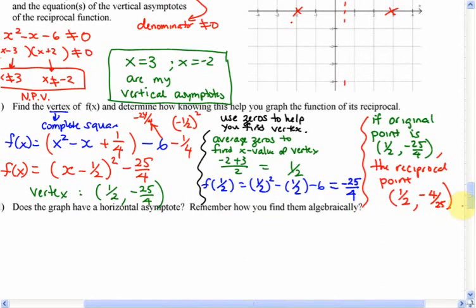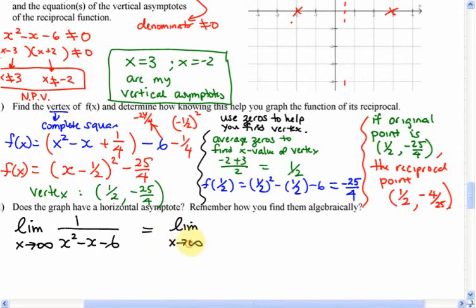Now, one last thing here. Does the graph have a horizontal asymptote? Yes. How do you know? Remember how to find the horizontal asymptote? The limit as x approaches infinity of 1 over x squared minus x minus 6. And to do this, and I showed you this earlier in the extra stuff, and by the way, those of you doing calculus next year, you'll see this again. What I'm going to suggest to you is, can you please factor out the highest power of x?